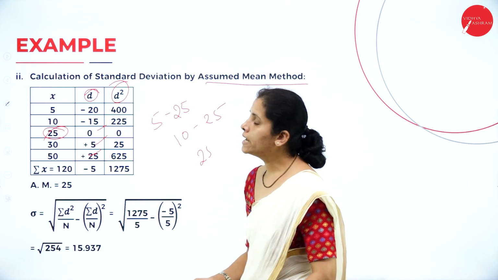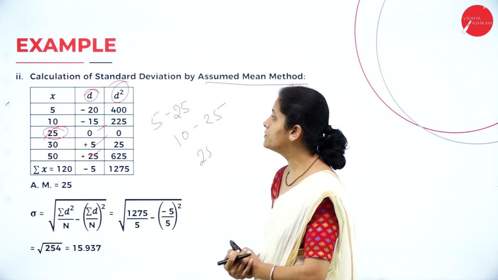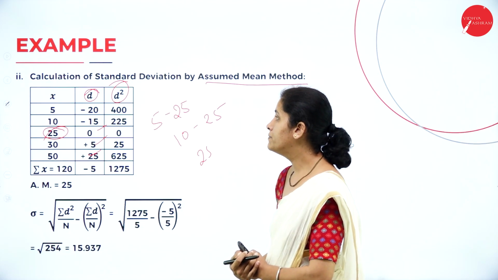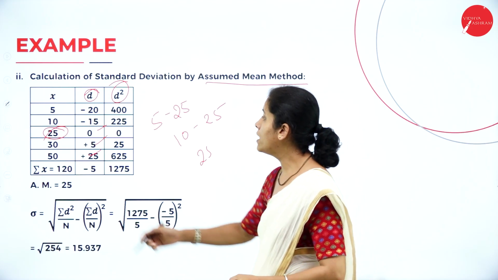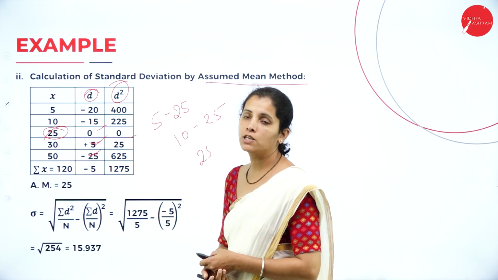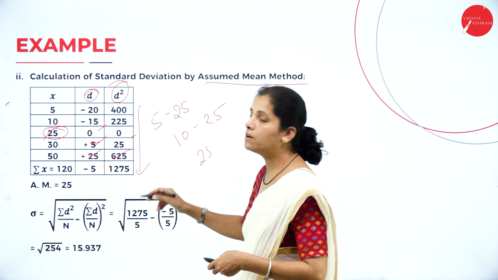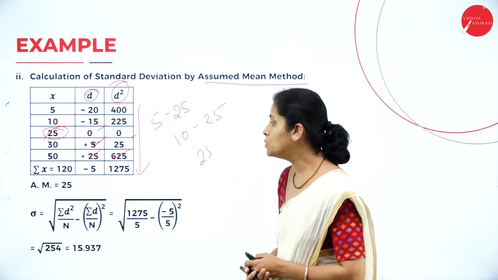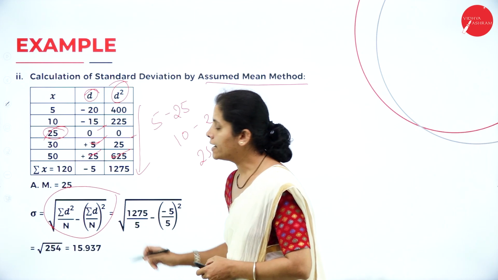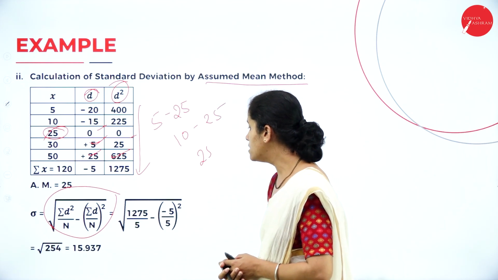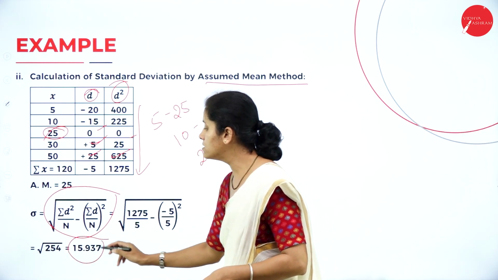Now, I want to take the square of d. Minus 20 square, it is 400. Minus 15 square, it is 225. 0 square, it is 0. 5 square, 25. 15 square, 225. And when I add all the values, I'm going to get 875. Now, I have the formula, and I'm going to substitute the values here.